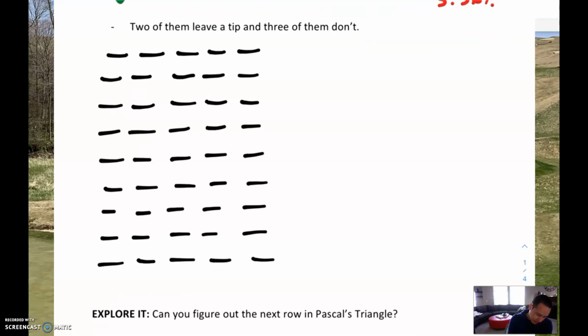One, 2, 3, 4, 5, 6, 7, 8, and one more. 1, 2, 3, 4, 5.